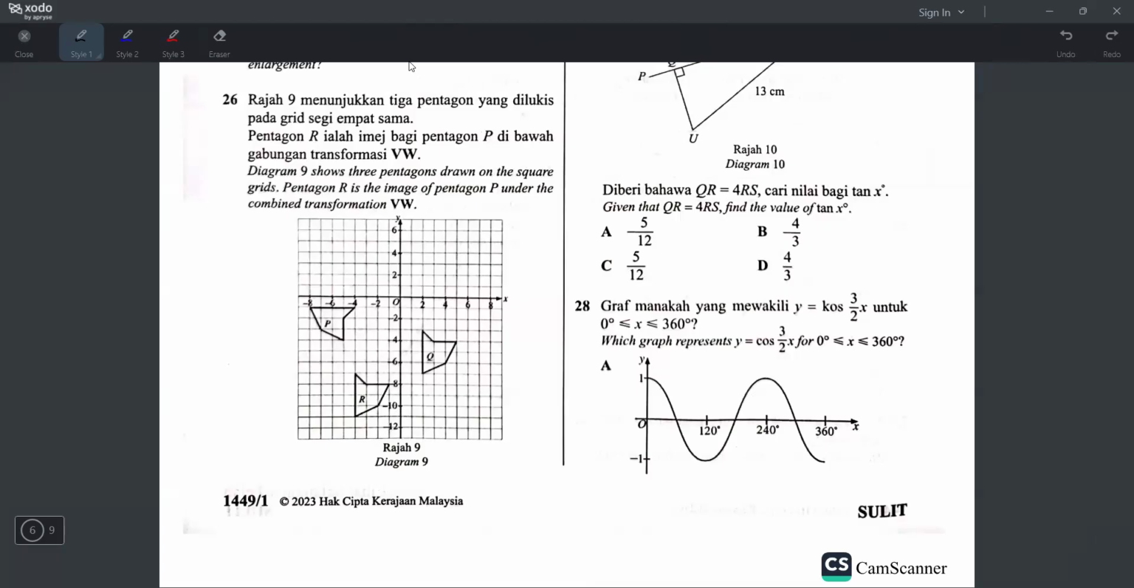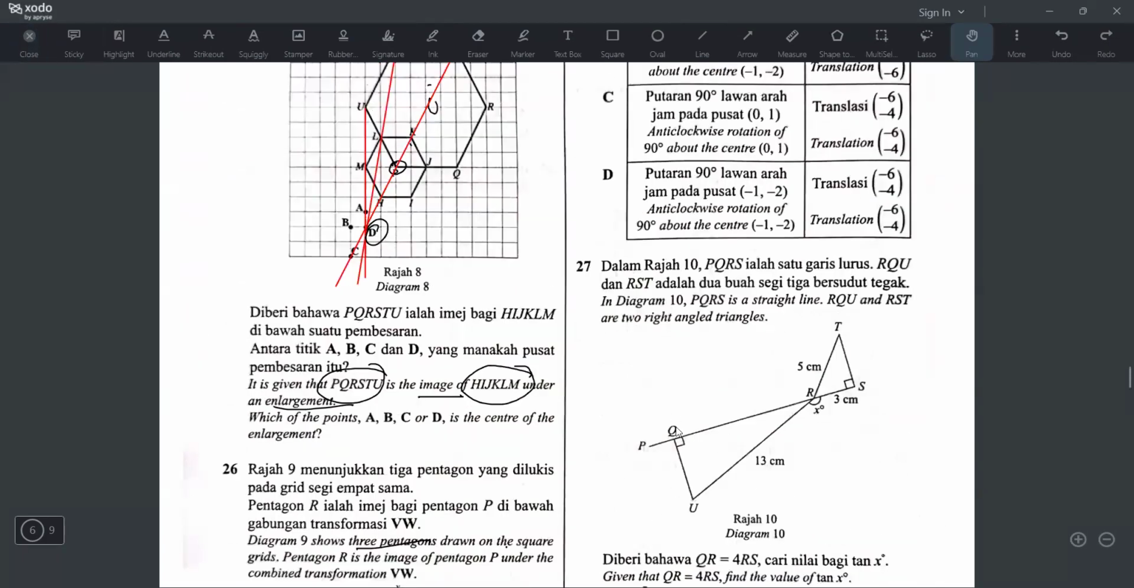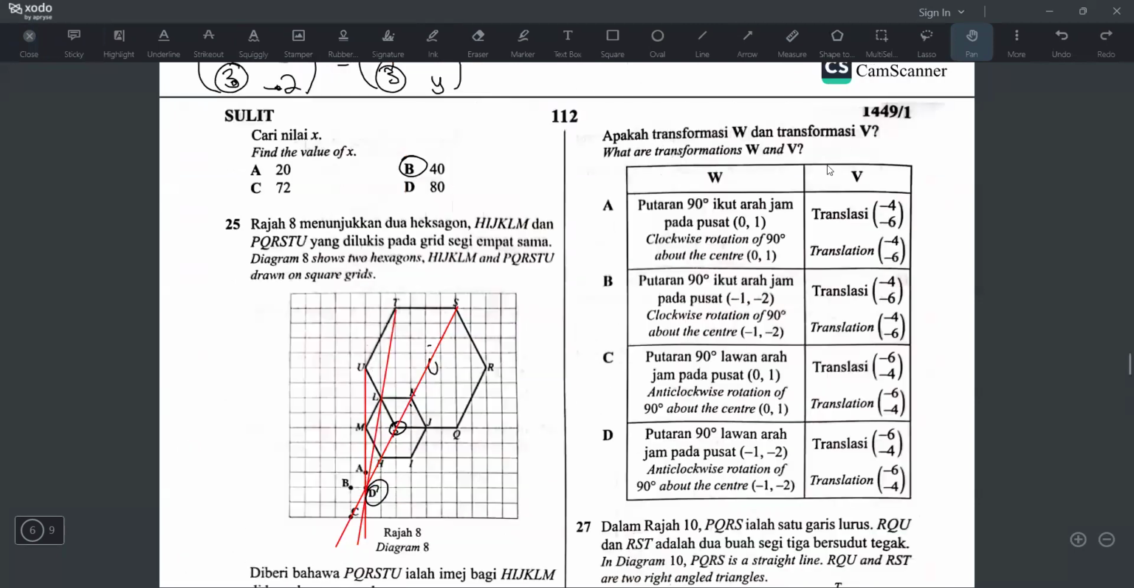Okay, let's do 26. This is also transformation question. So diagram 9 shows 3 pentagons drawn on a square grid. So 1, 2, 3. Yes, ada 3 pentagon. Pentagon R is the image of pentagon P under combined transformation VW. So this one is the image of pentagon P. So P is the object under combined transformation VW. And then the soalan says, what are the transformations V and W?